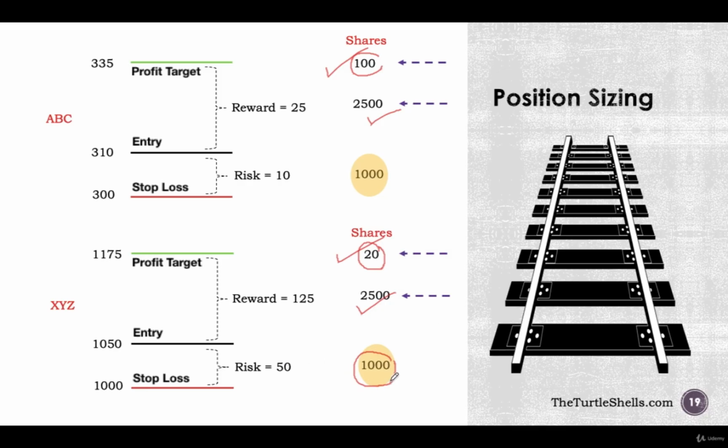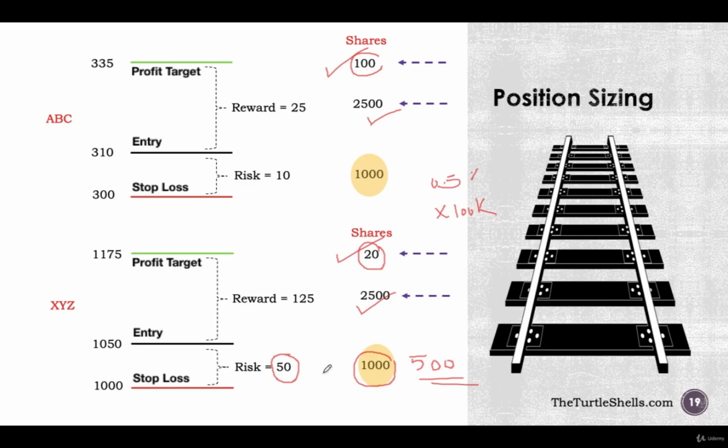Now, if I were to risk, let's say, 0.5% of my account. So 0.5% of, say, 100,000 is, let's say, 500. So if I want to risk 500 on this, this amount is calculated because this amount is 0.5% of 100,000, whatever currency or account size you are using. So 500 is the risk that I want to take on this stock where the risk is 50 per share.